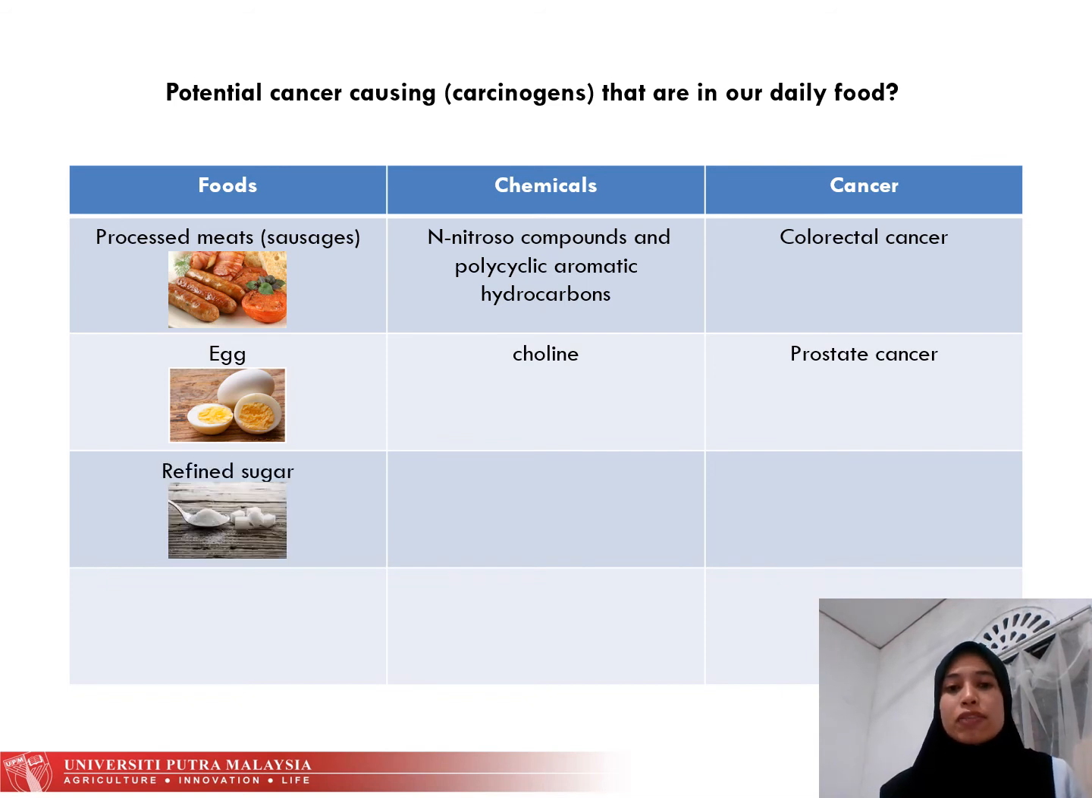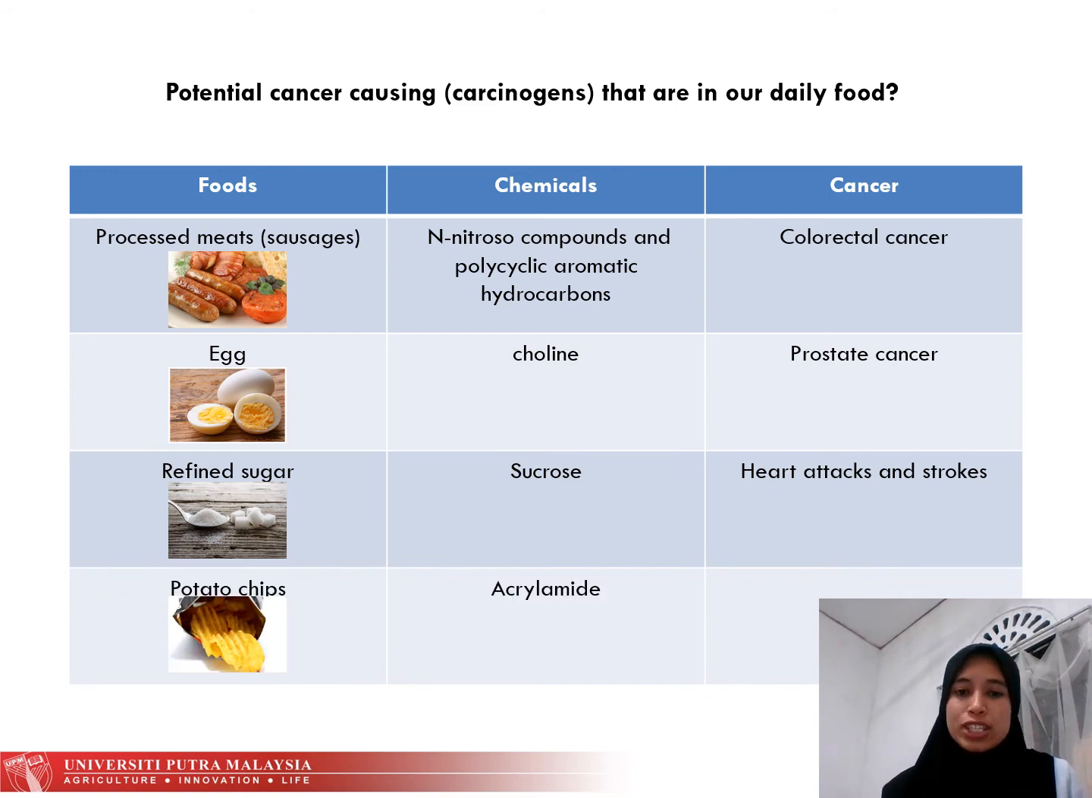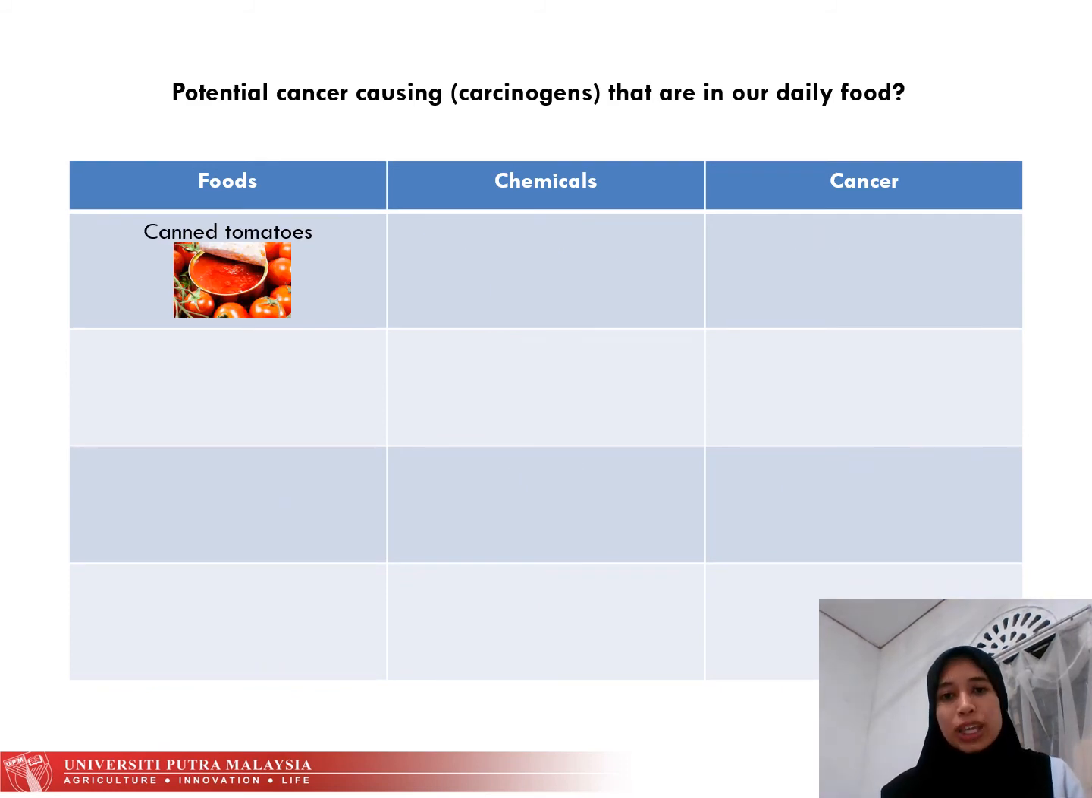Another one is refined sugar. As we know, refined sugar contains a lot of sucrose, and sucrose can cause heart attack and stroke. The fourth one is potato chips. Potato chips, although very tasty, contain acrylamide, which can also cause heart attack and stroke. Another one is canned tomatoes. Canned tomatoes contain bisphenol A. Bisphenol A is one of the chemicals we use to make plastic bottles. It is one of the carcinogenic chemicals, which can cause breast cancer.